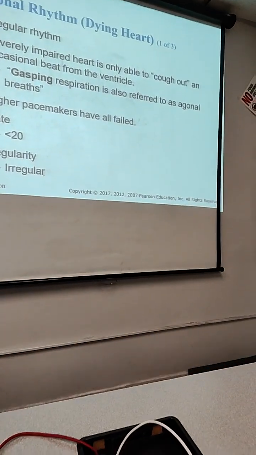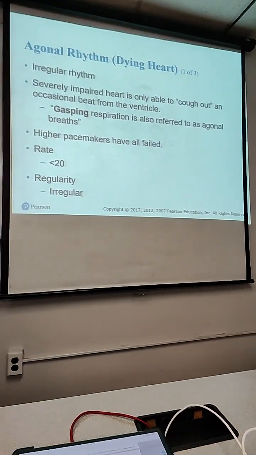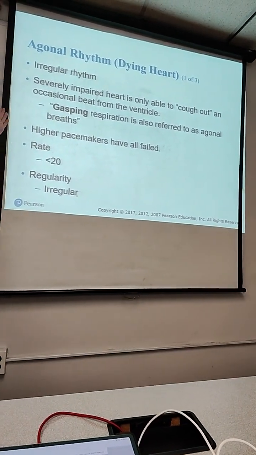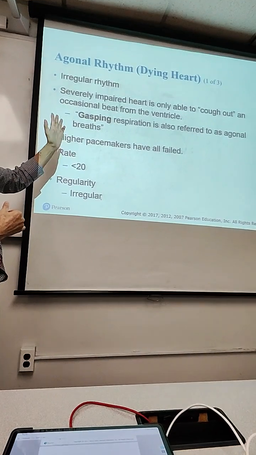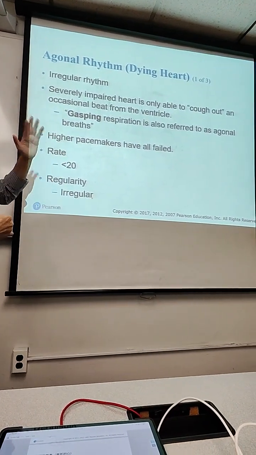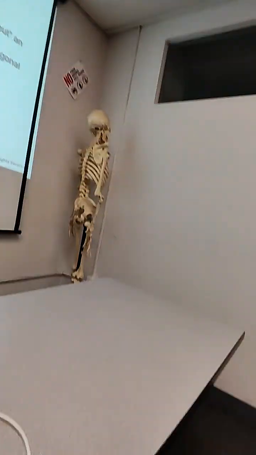Good night. Good night. It says right there, severely impaired heart is only able to cough out occasional beats for the ventricle.